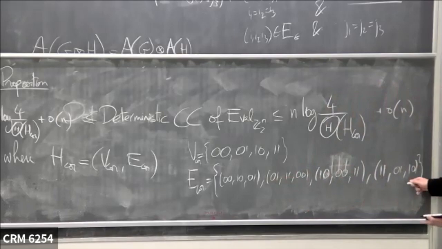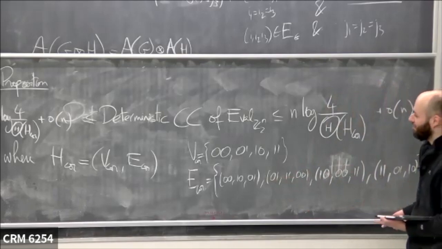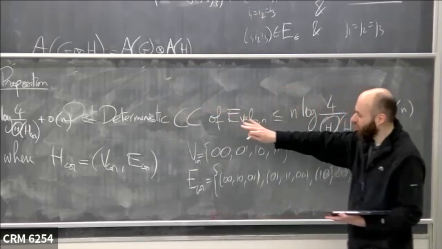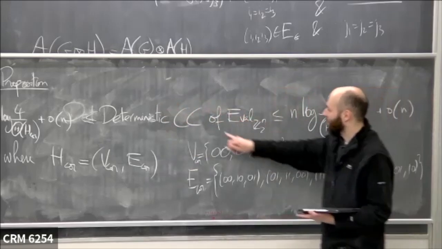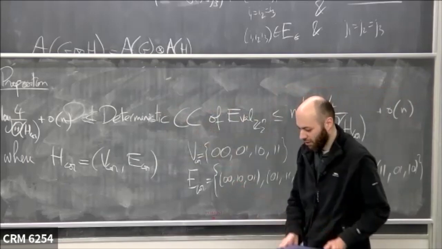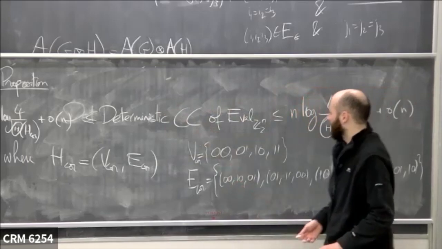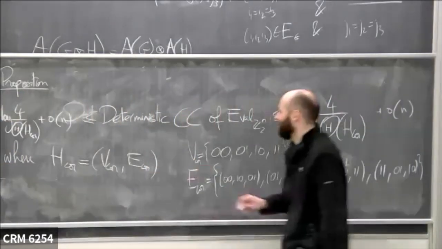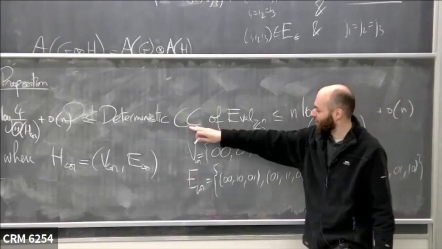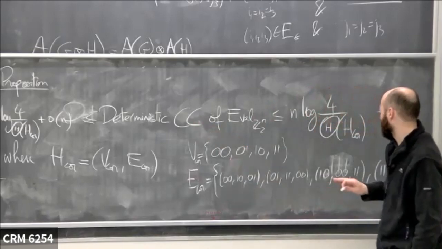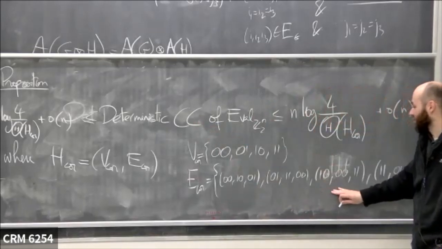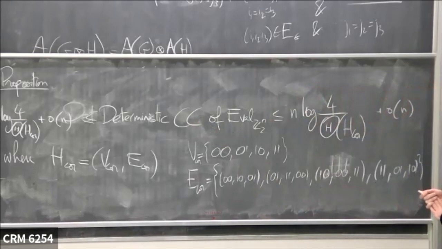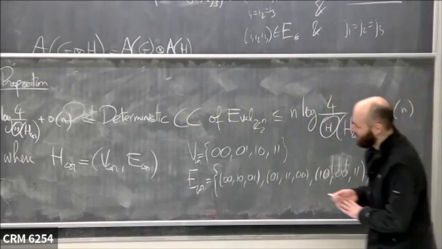Okay, so this is my hypergraph, and I want to discuss this proposition. It's not so hard to prove. It's using basic methods in communication complexity, and so we can understand fully the deterministic communication complexity in terms of just understanding what is the Shannon capacity of this hypergraph. So I hope this is enough motivation.